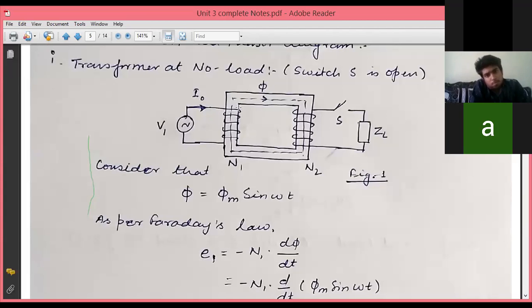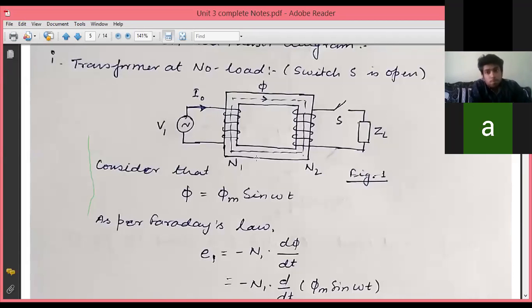So that's why the EMF induced in the primary winding will be a self-induced EMF, while the EMF induced in the secondary winding will be a mutual induced EMF. Why mutual induced EMF? Because this is the EMF induced because of the flux of some other circuit. Since the flux flowing in the secondary winding is produced by the primary winding, the EMF induced in the secondary winding will be a mutual induced EMF, while the EMF induced in the primary winding will be a self-induced EMF.